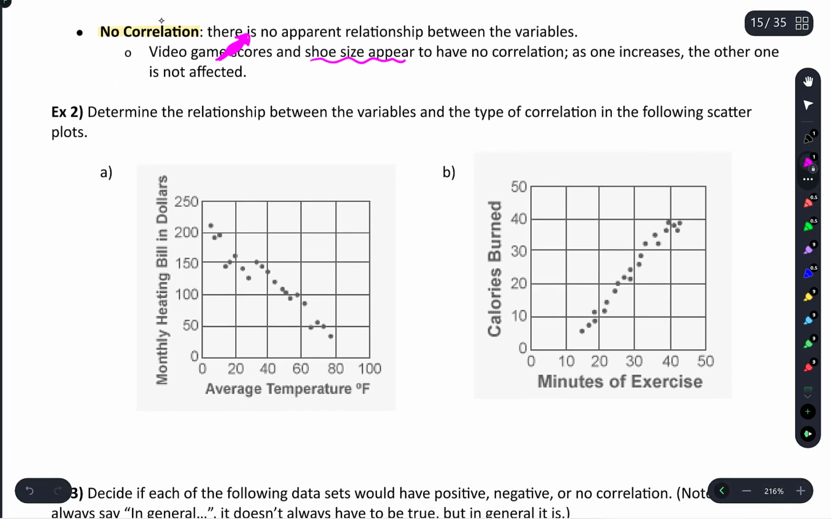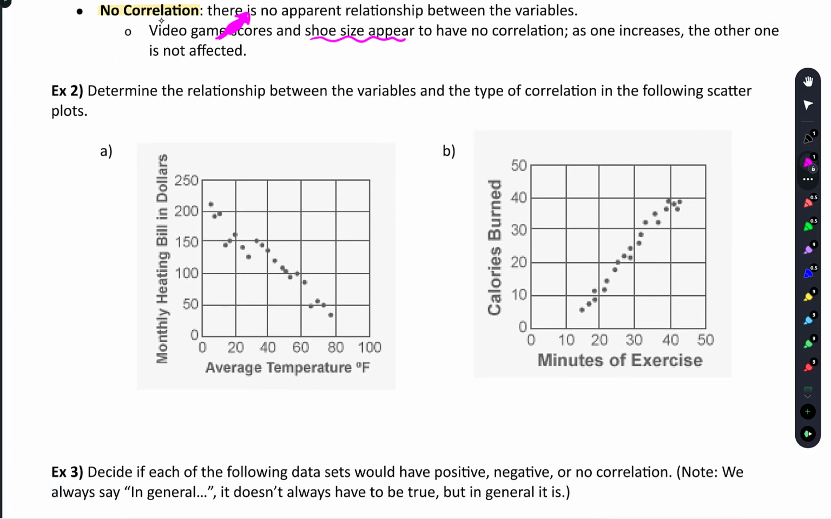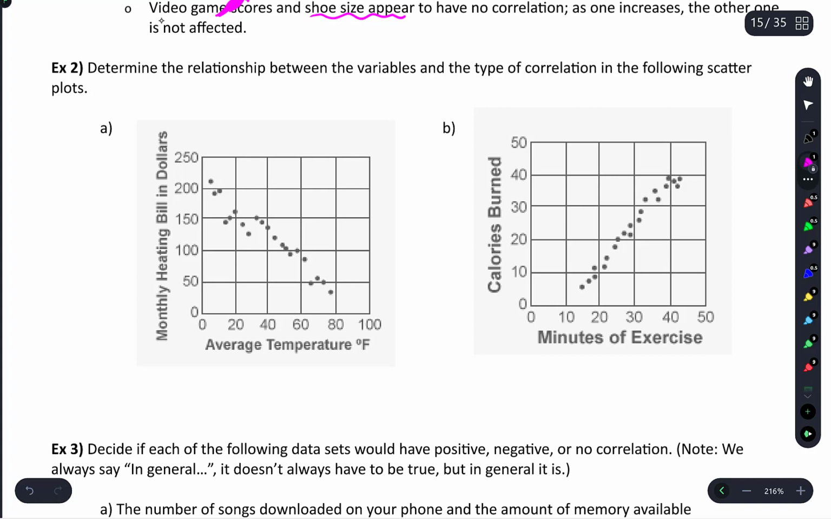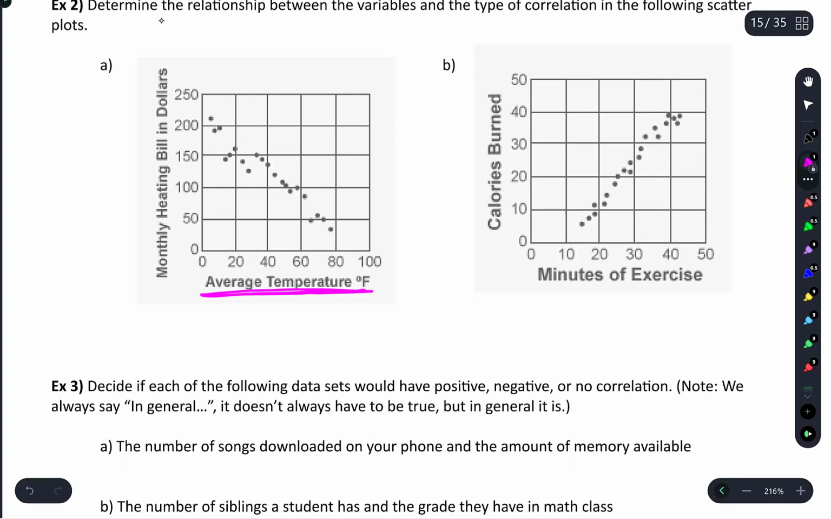And so let's take an example of this. So if I look at these two graphs here, what we want to do is we want to determine the relationship between the two variables and the type of correlation. So the relationship here, so that as the monthly heating, we always read the horizontal first, as the average temperature increases.